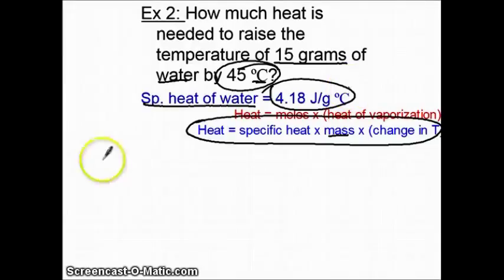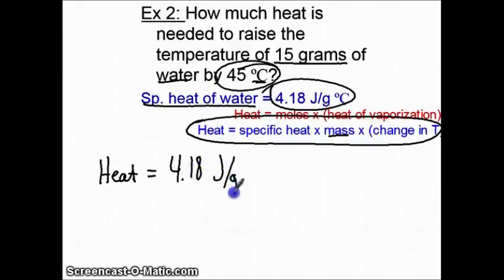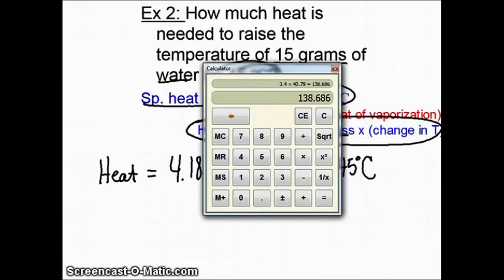So we know that the heat is equal to the specific heat, which we have is 4.18 joules per gram centigrade here, times the mass, which is 15 grams, and times the change in temperature, which is 45 degrees Celsius. So again, you just have your calculator. Shouldn't be too tough here.